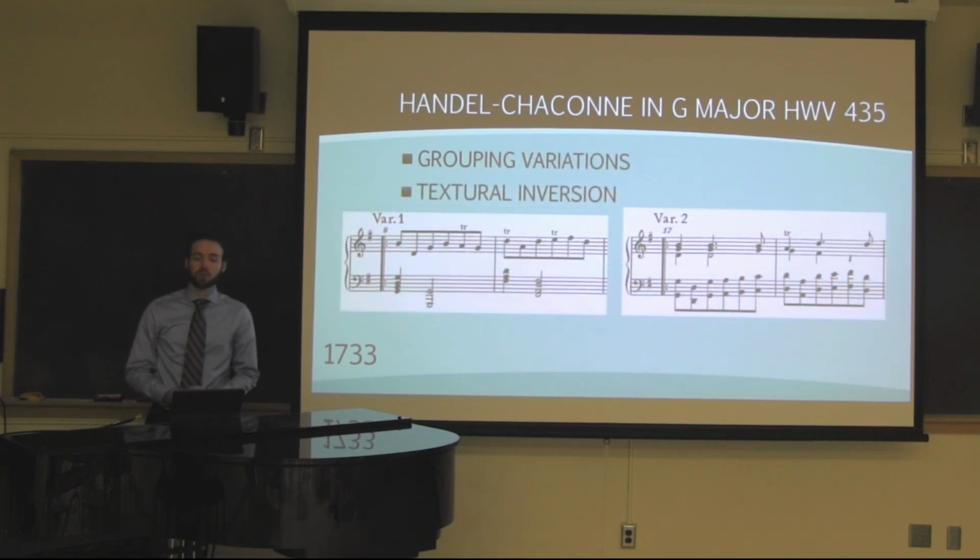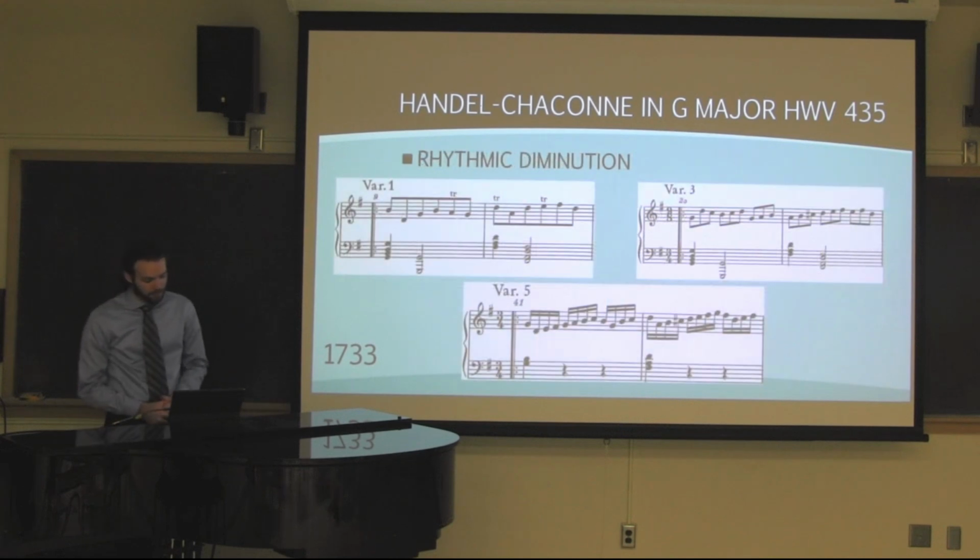There's 21 variations, and so the way Handel groups each variation is by textural inversion, and he pairs them up with inverting the melodic material and the harmonic material in between the hands. So you can see the eighth notes that are in variation 1 that are in the right hand, then transfer into the left hand in the second variation, and you can see that textural inversion, the swapping of material between the two hands. That's how he pairs each variation.